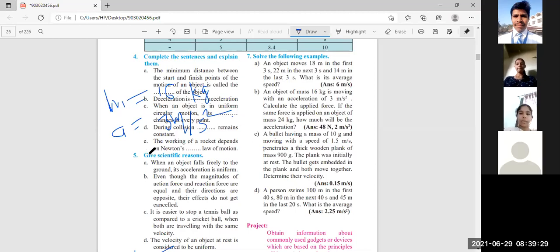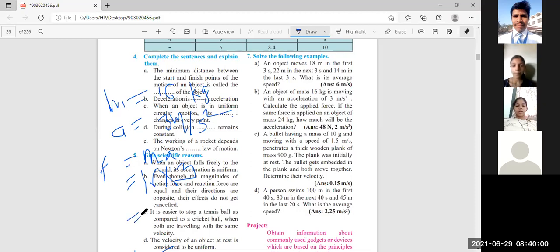Now, what do we have to find? Calculate the applied force. We learn that force is equal to mass into acceleration. Correct? Look towards the screen, don't look here and there. So mass is 16 and acceleration is 3. What will you get? 16 threes are 48 Newton. Remember, force we write in the form of Newton.